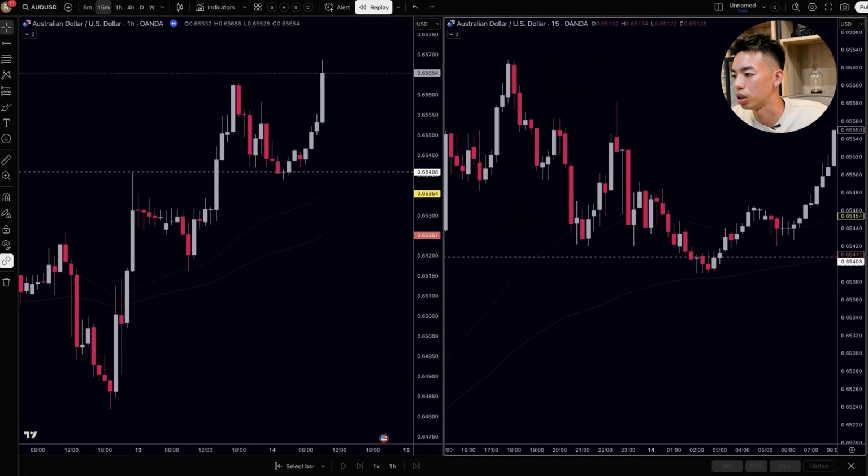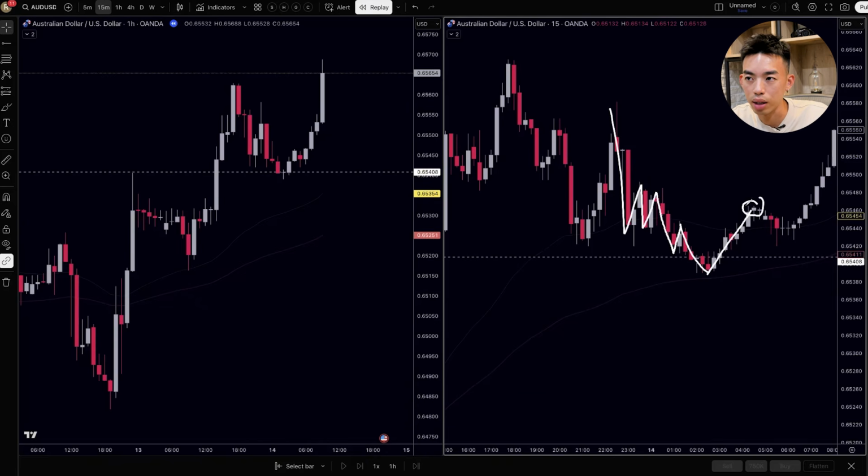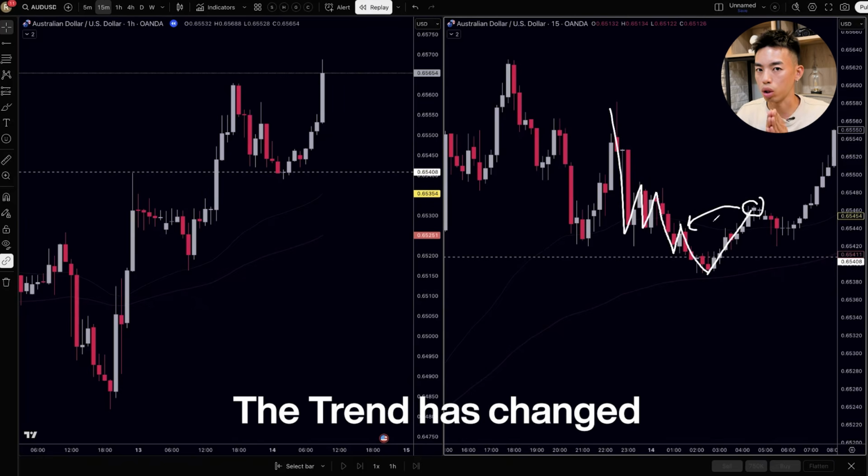actually turns around. If I take out the drawing, we see price coming down here like this, okay, making its lower lows and lower highs right around there. And this is the first time we failed to make lower lows. Instead, we made a higher high, this high being higher than this. Again, that's the first sign telling you the trend has changed on the lower time frame.